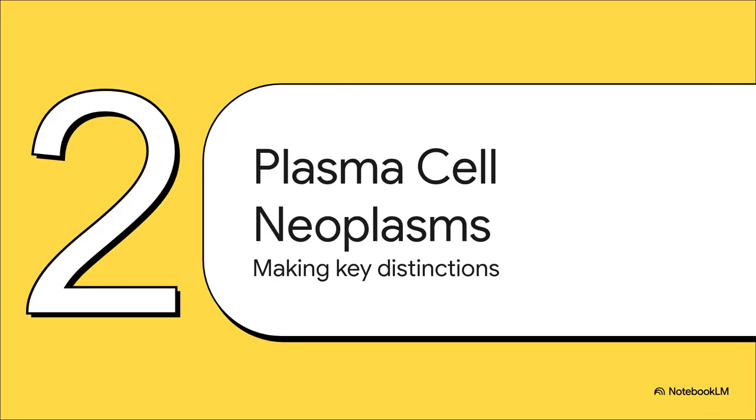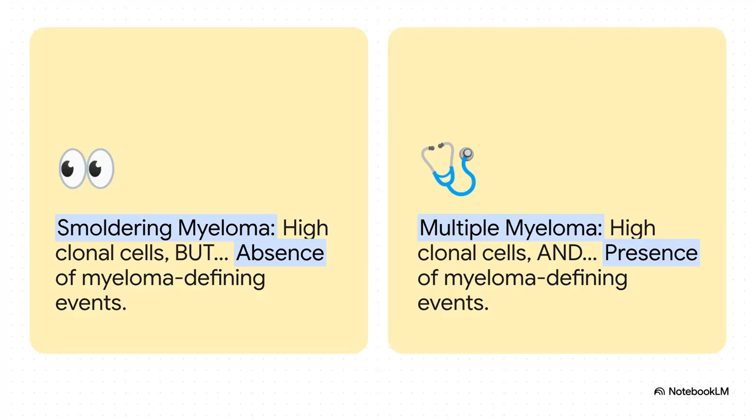All right, let's get into the bread and butter of this whole topic, the plasma cell neoplasms themselves. This is where we have to make some of the most critical calls in our diagnoses. This right here is a major fork in the road. You see, both of these conditions can have a ton of clonal plasma cells. The defining difference, the real line in the sand, is whether or not myeloma-defining events are present. Smoldering myeloma is kind of like a watch-and-wait situation, but multiple myeloma, that demands action.